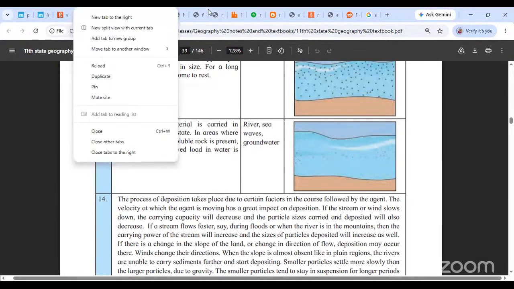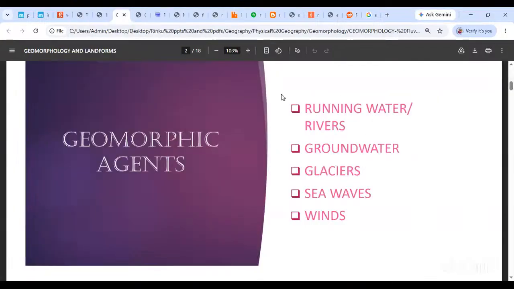Now we begin with fluvial landforms today. Geomorphic landforms, when we say geomorphic agents, we are saying all those agents which will change the surface of the earth. Okay, so in geomorphic processes, we had earlier covered endogenic movements, where we said that the internal energy of the earth is responsible for whatever changes are happening on the surface of the earth.